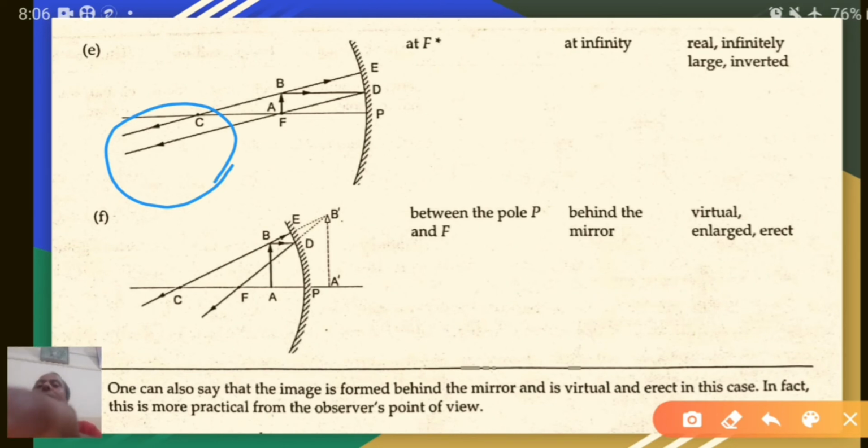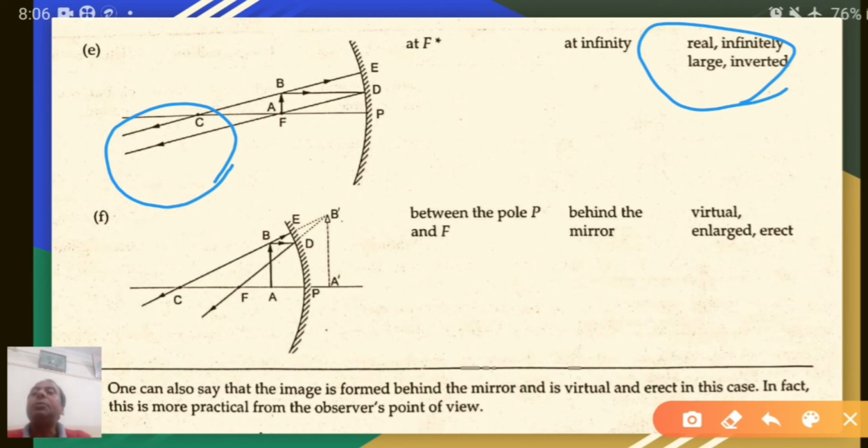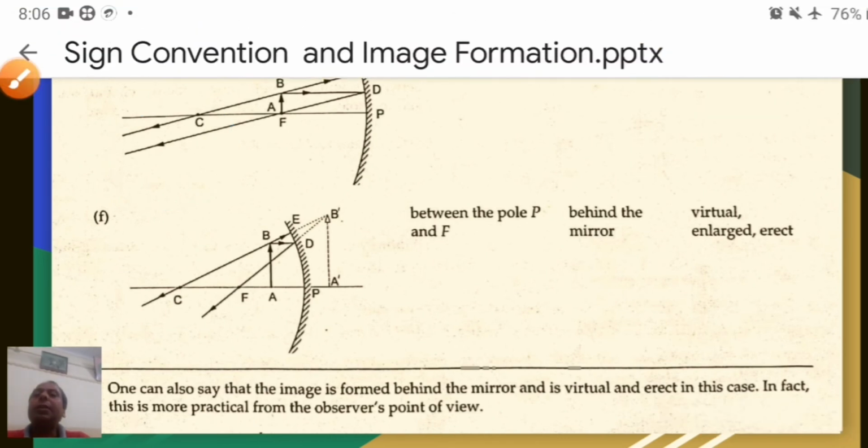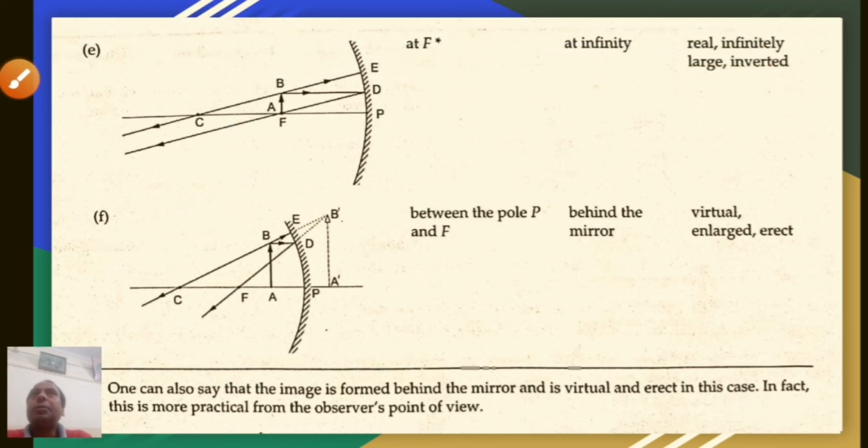Real, inverted and infinitely large or very large image will be formed. This is the nature of the image. Practically, two parallel rays will never intersect, but we assume so, because according to mathematics, when you are asked where two parallel lines will intersect each other, the answer to this question is at infinity, because infinity is the point of imagination. So we used to say that the image will be found at infinity.